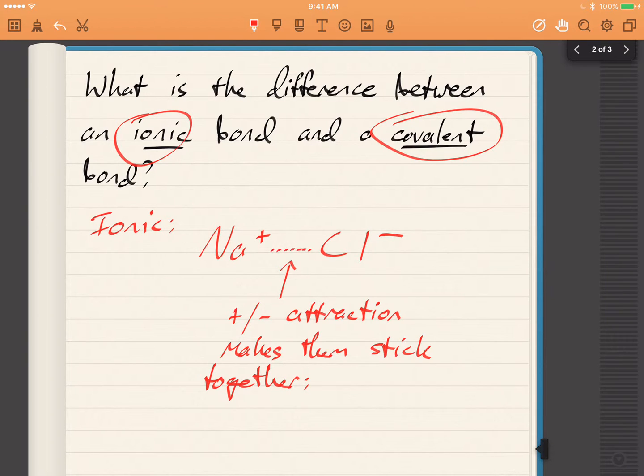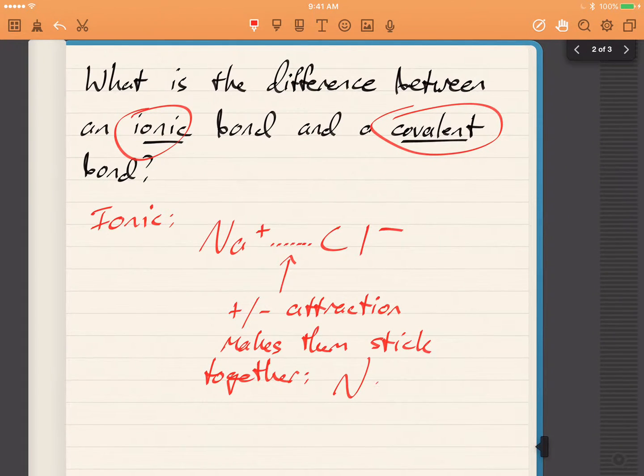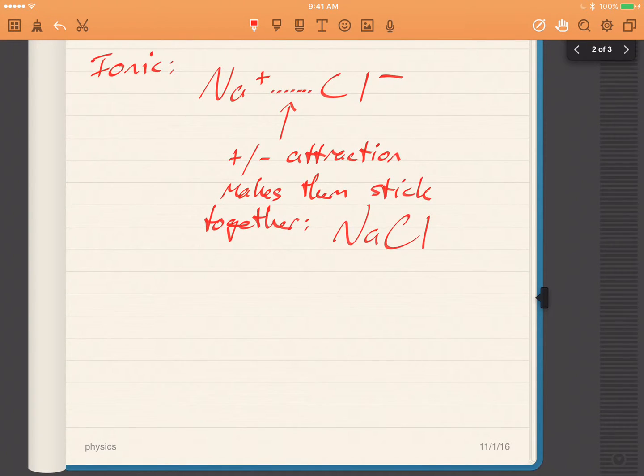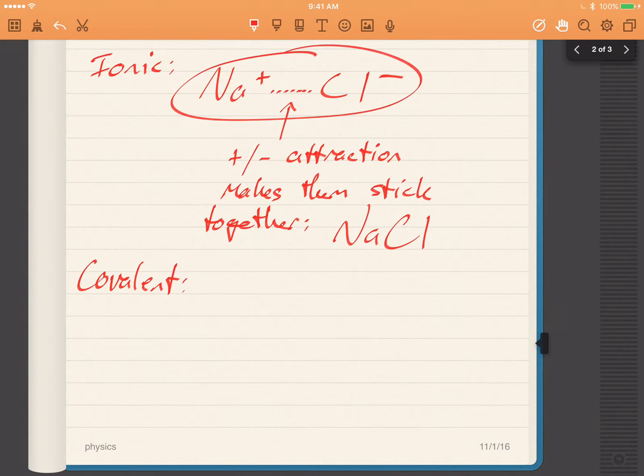So they stop being a separate Na plus and Cl minus, and they start being just a single bonded together thing that's called sodium chloride, NaCl. Well, what about covalent? I can't talk about covalent bonding between these two because that would be a metal and a non-metal, and that's always ionic, right? You do know that. You definitely do know that.